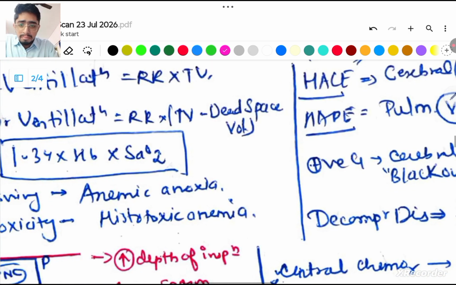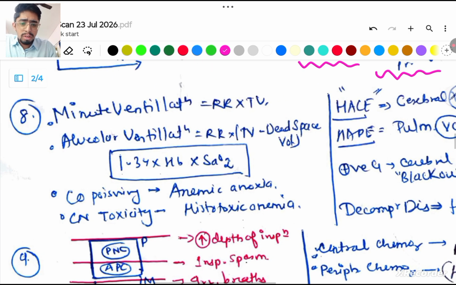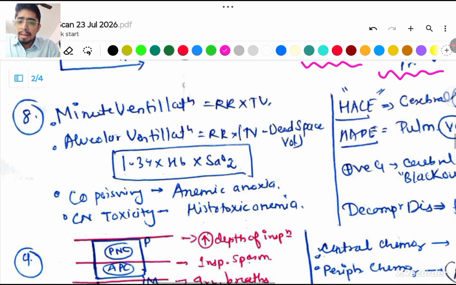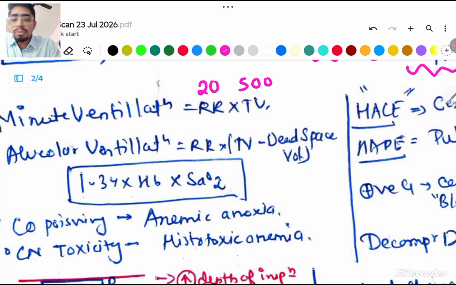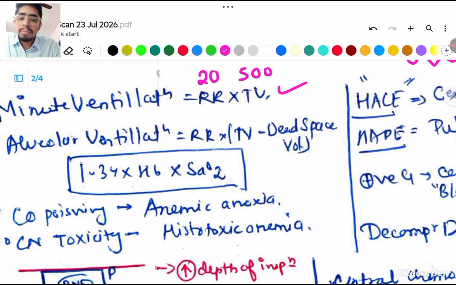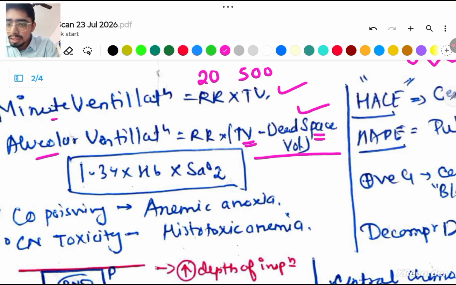Now let's look at some more formulas and physiology points. Minute ventilation is respiratory rate into tidal volume. Okay, if respiratory rate is around, let's consider, 20, and tidal volume is around 500, you multiply that and you get the minute ventilation. Alveolar ventilation is respiratory rate into tidal volume minus dead space volume. Tidal volume minus dead space volume. Okay, that is the difference between the alveolar ventilation and the minute ventilation.